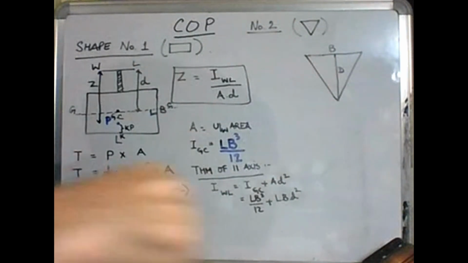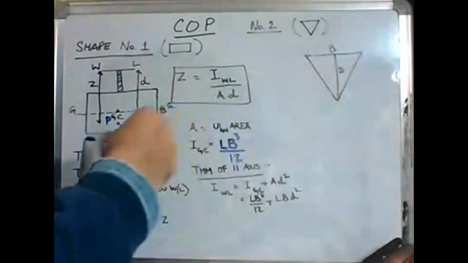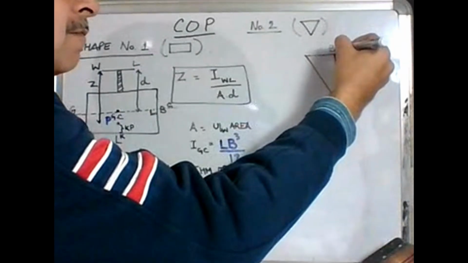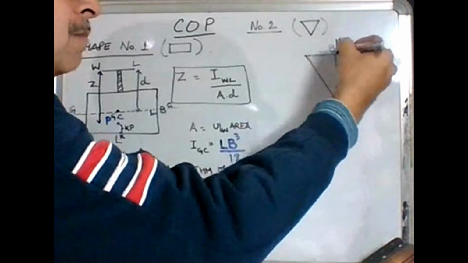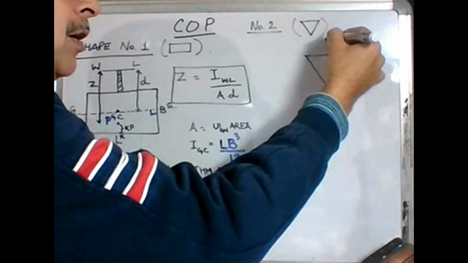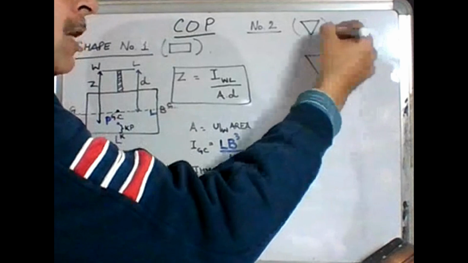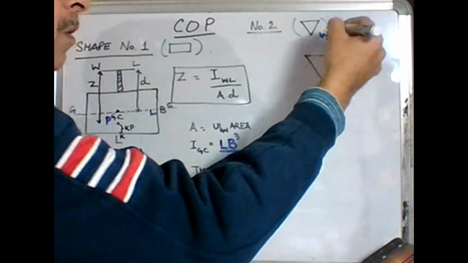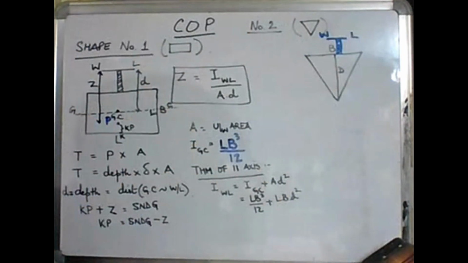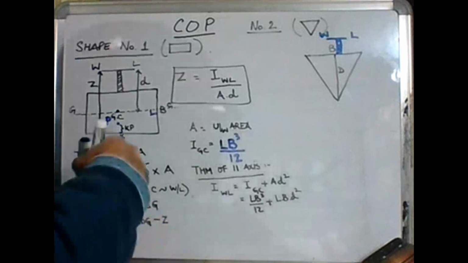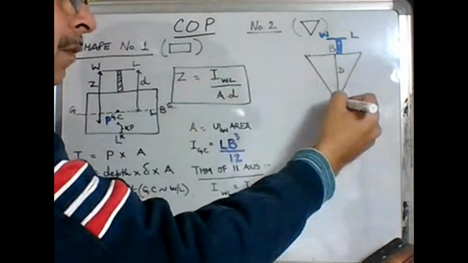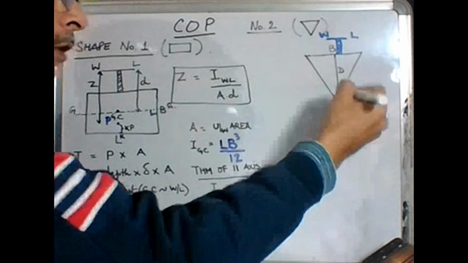And the triangle is filled up to a sounding into the sounding pipe. This is the water line, WL. And this is of course the keel.